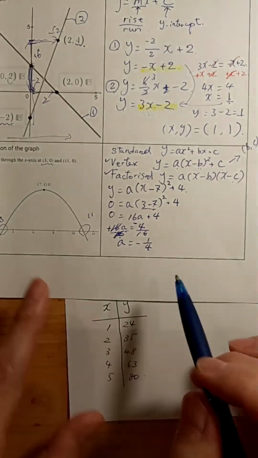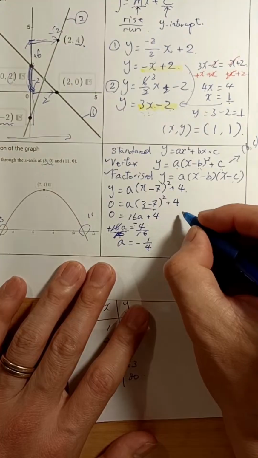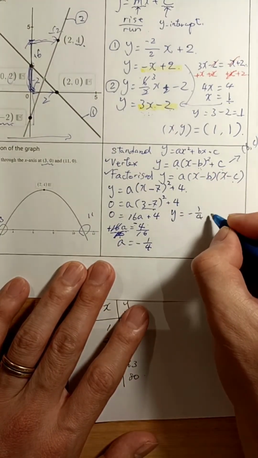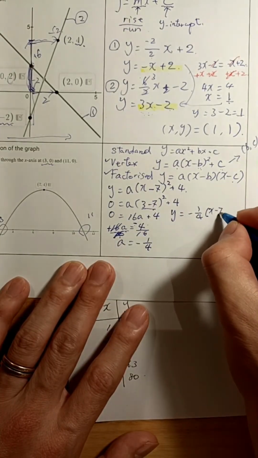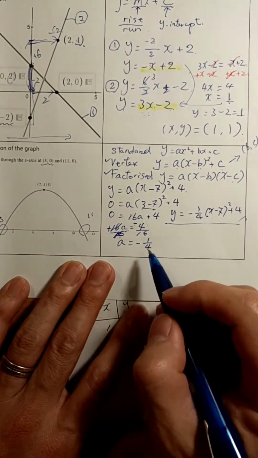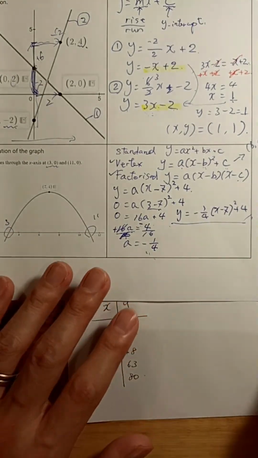Lots of students stop here, but you need to write this in the equation. So write y equals negative 1/4 bracket x minus 7 to the power of 2 plus 4 as the answer. Do not stop before this. Please write up to here.